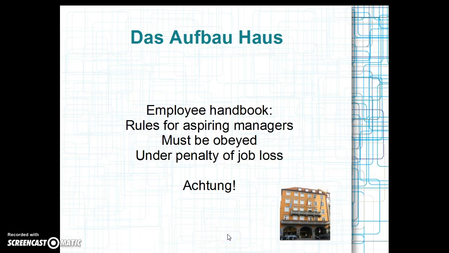We're going to talk today about what I call the Aufbau Haus. The rules for aspiring managers of the Aten are the same as the rules for this imaginary hotel. Those rules must be obeyed, or you lose your job. That is, you don't get the answers right on the test.